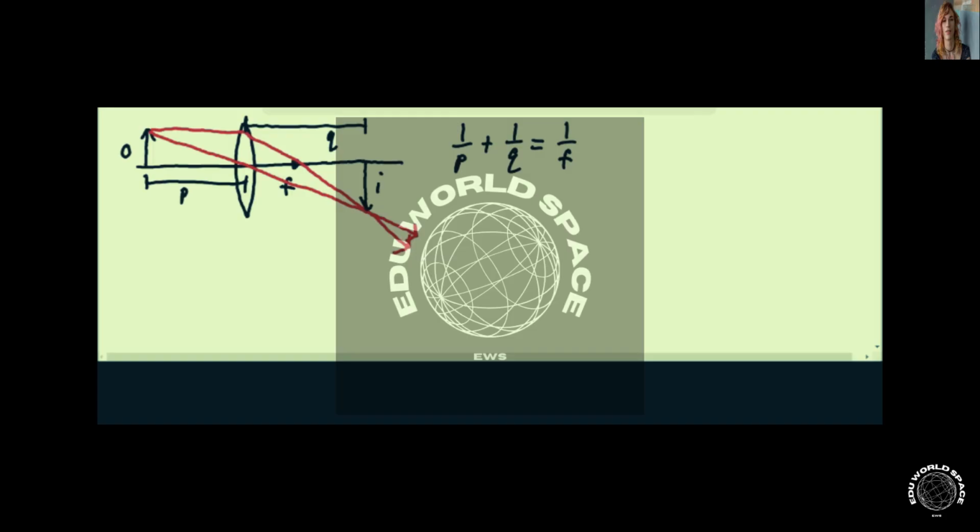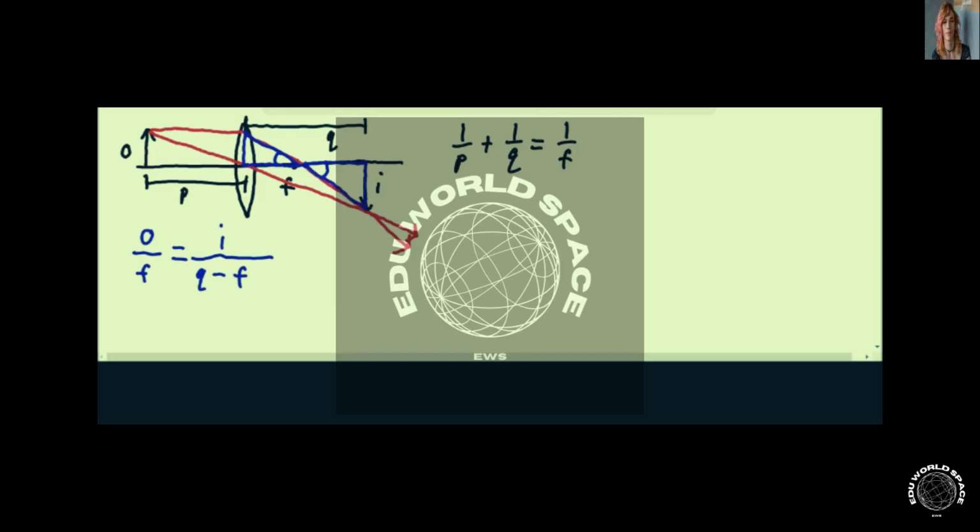Let's first notice that the angle here is the same as the angle here, and that this triangle that has a height of O, when compared in ratio to its base of F, is going to be equal to the triangle here with the height of I with the base of Q minus F.